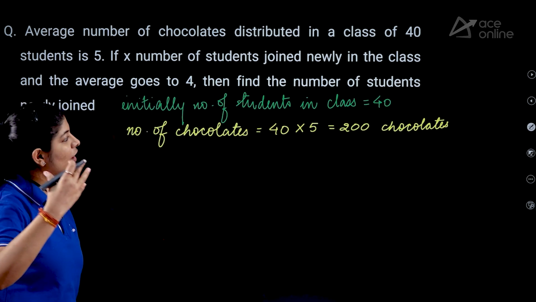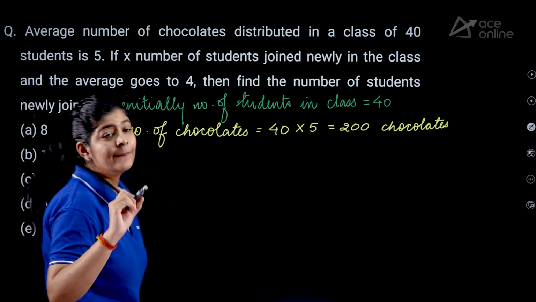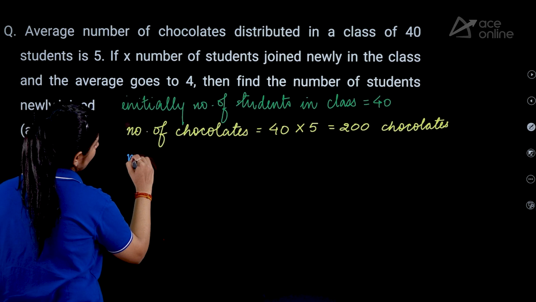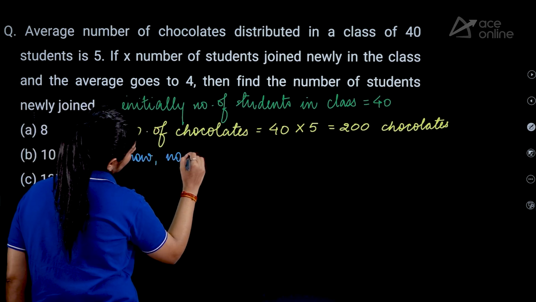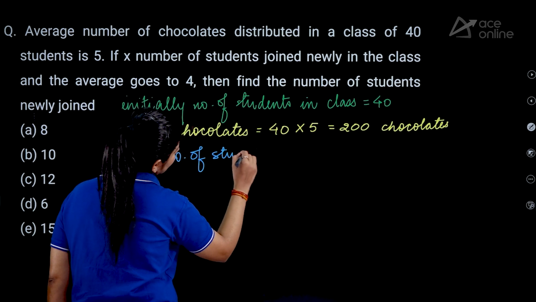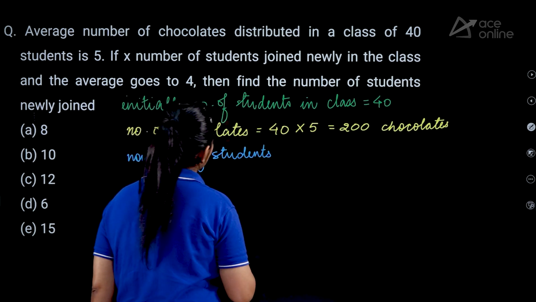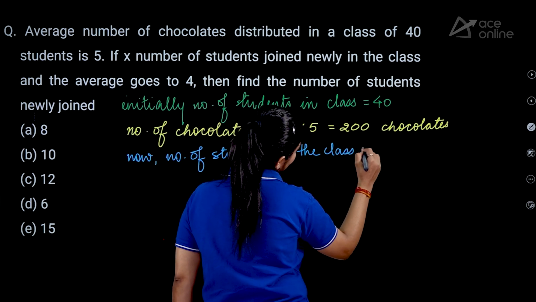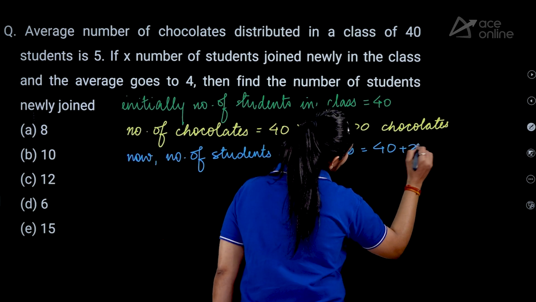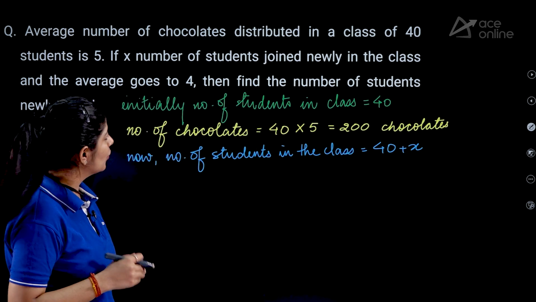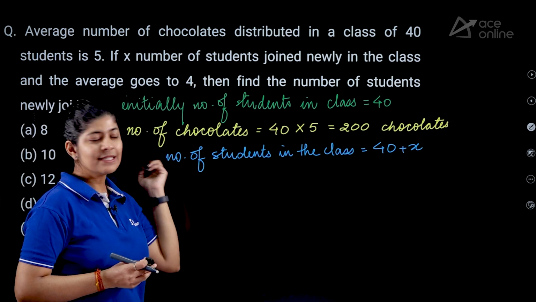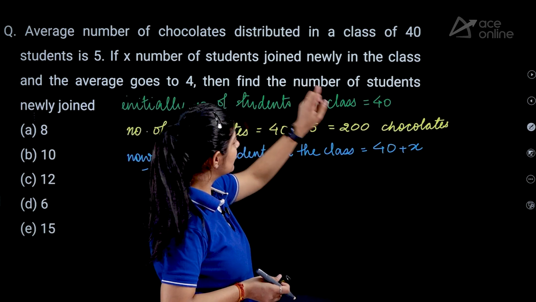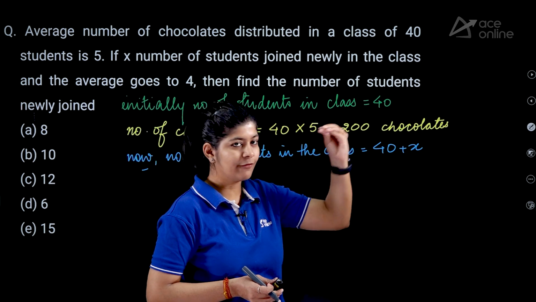But now what happened? Now X students join the class. Now the number of students in the class is nothing but 40 plus X. But the average comes to 4. That means if we are not talking about these X students, because of them these 40 students are also getting 4 chocolates each.